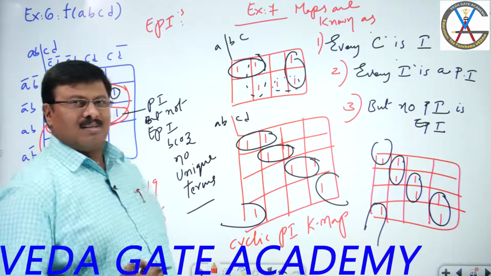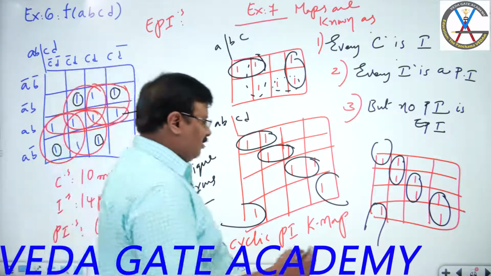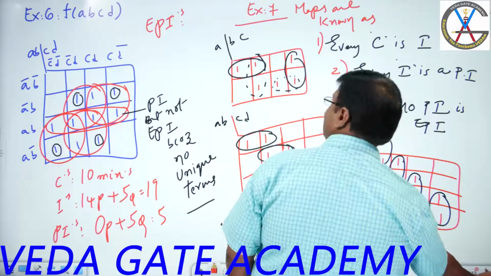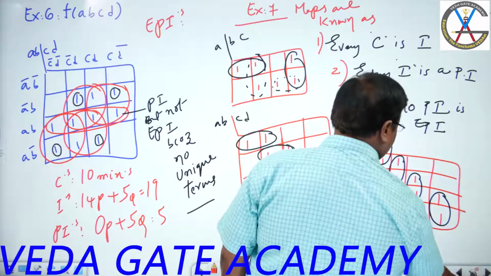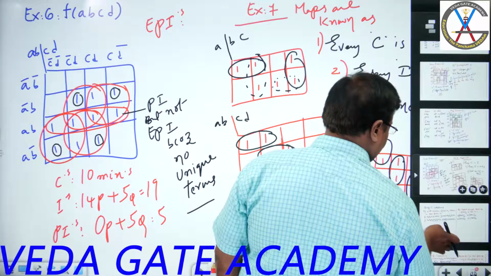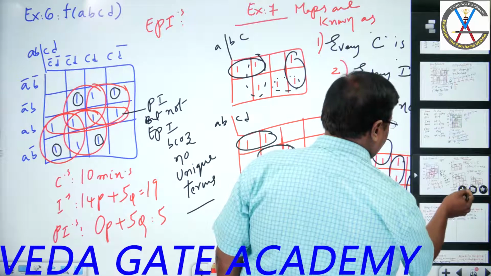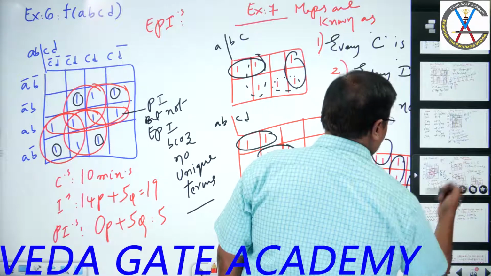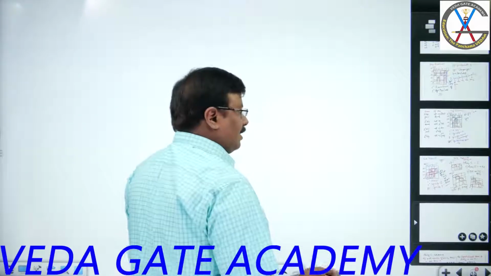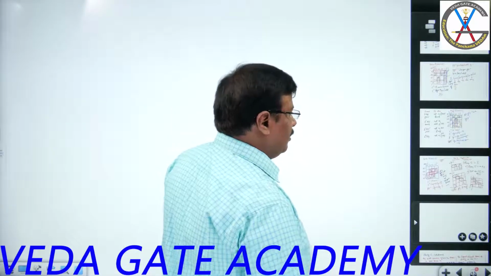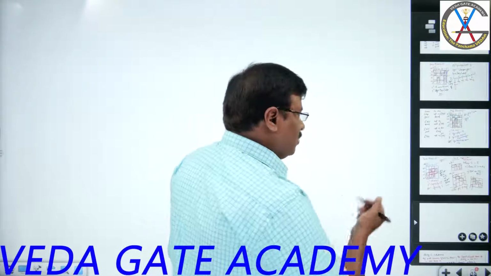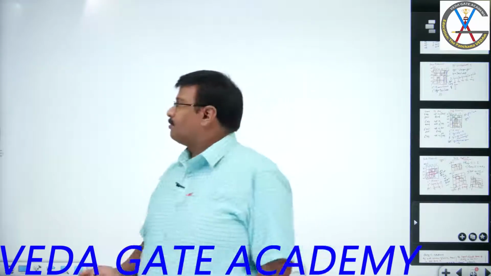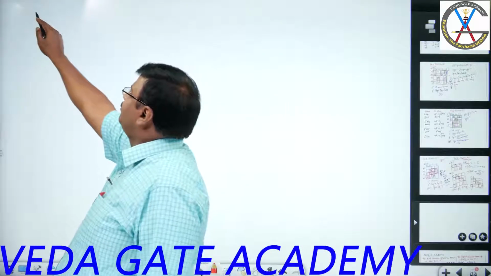And a most important competitive question, then, let me explain. Example 6 is done, right? Cyclic. Example 7 is also done, cyclic prime implicant K-maps. Example 8.